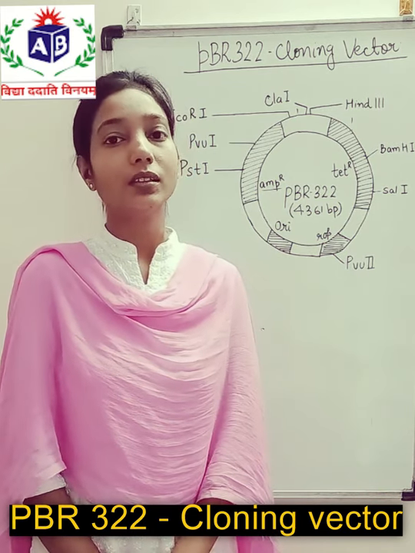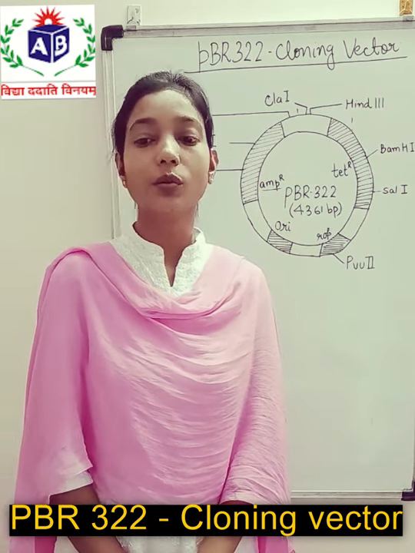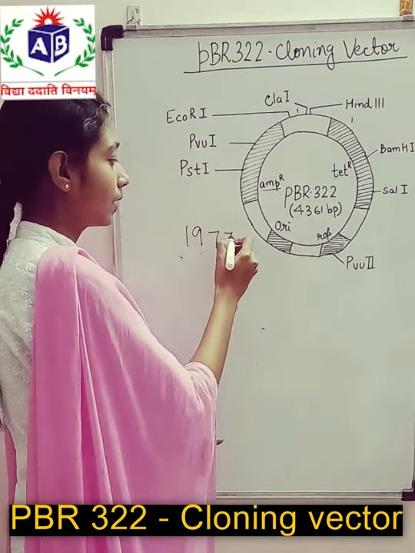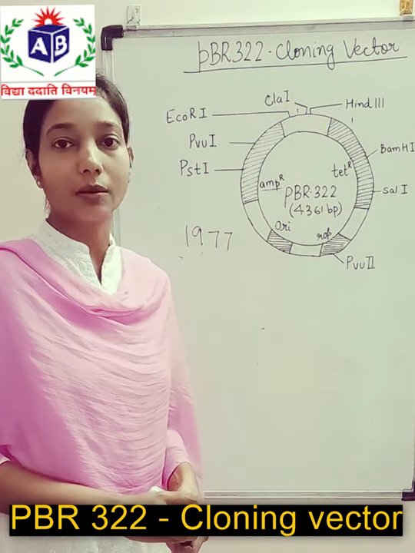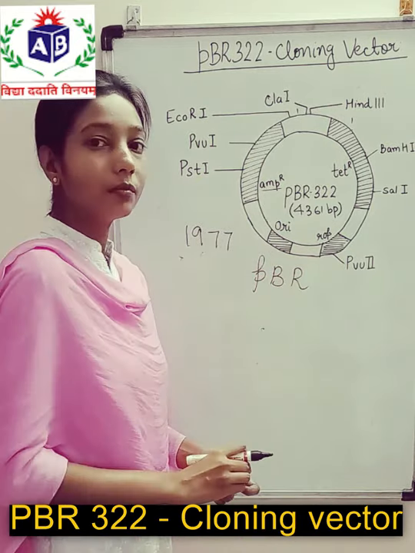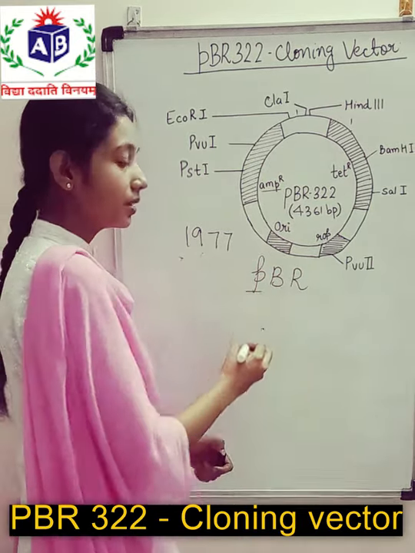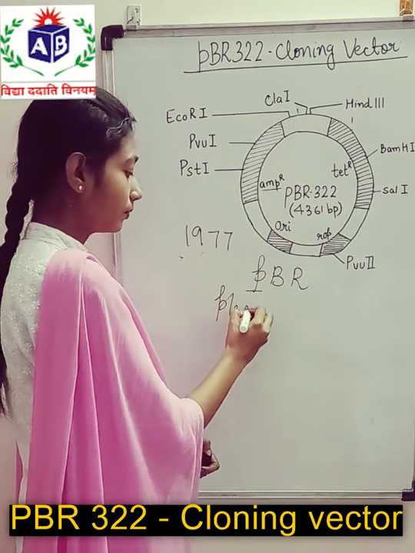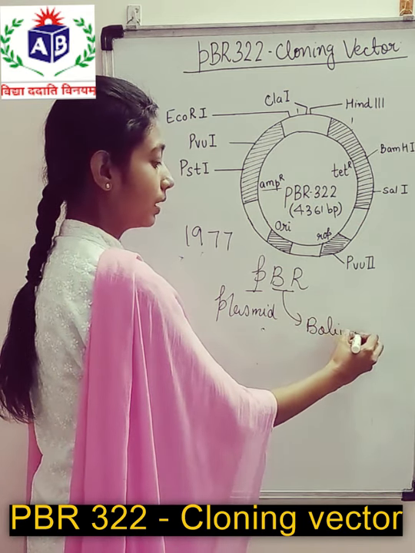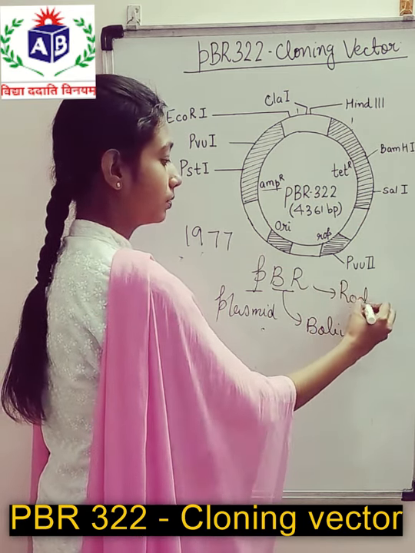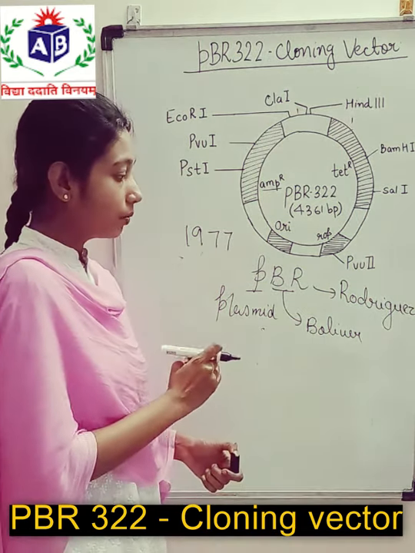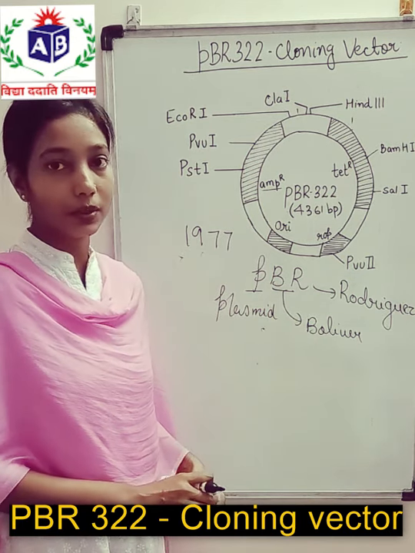When we talk of pBR322, it was constructed in the year 1977 by Francisco Bolivar Zapata, and the name pBR322 can be read in this manner. P stands for plasmid, B stands for Bolivar, and R stands for Rodriguez. Both Bolivar and Rodriguez were the two biotechnologists who constructed this plasmid.